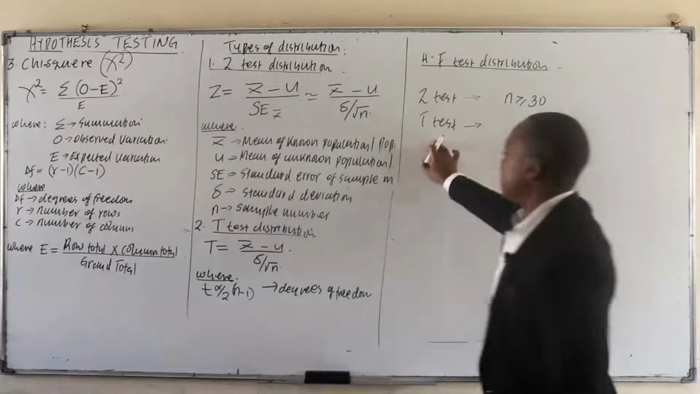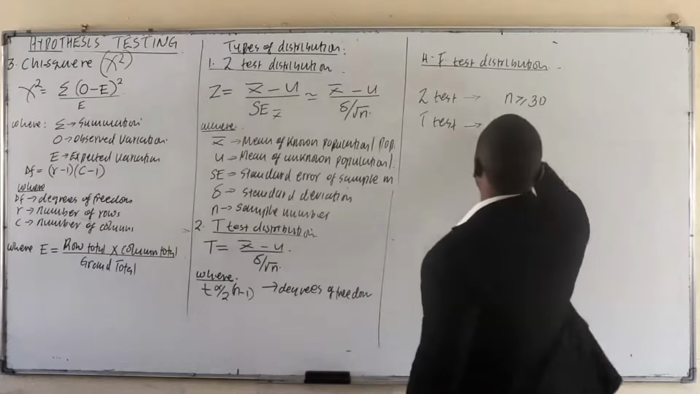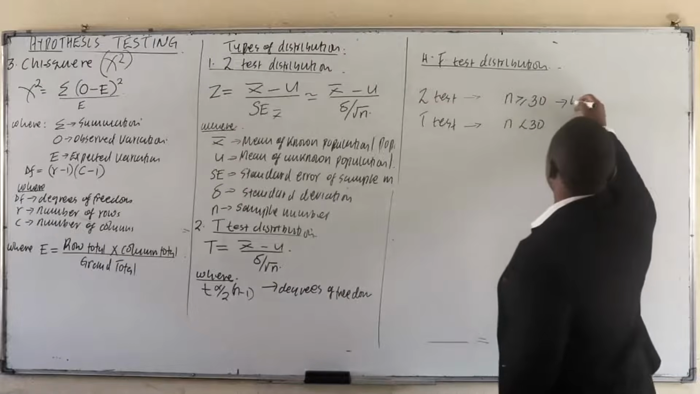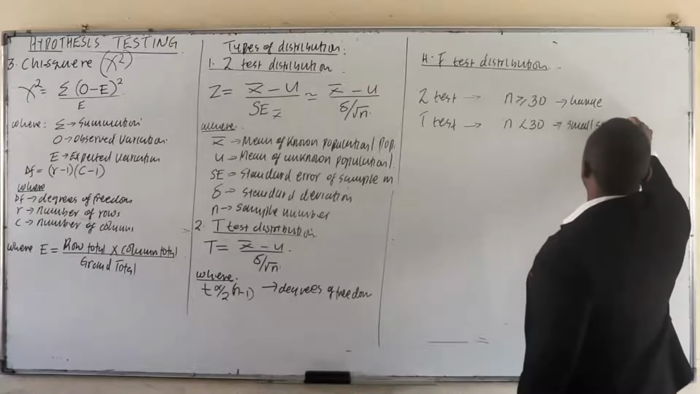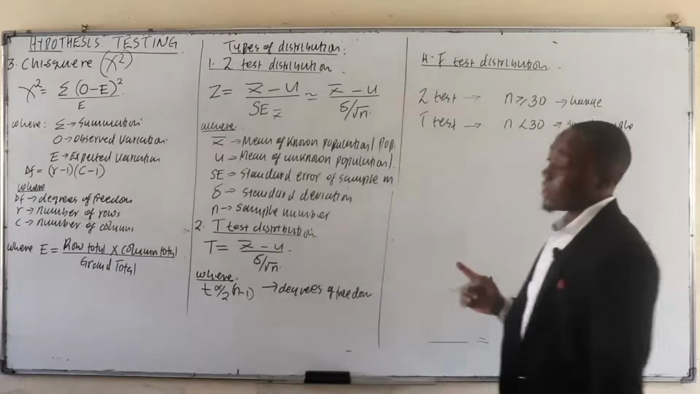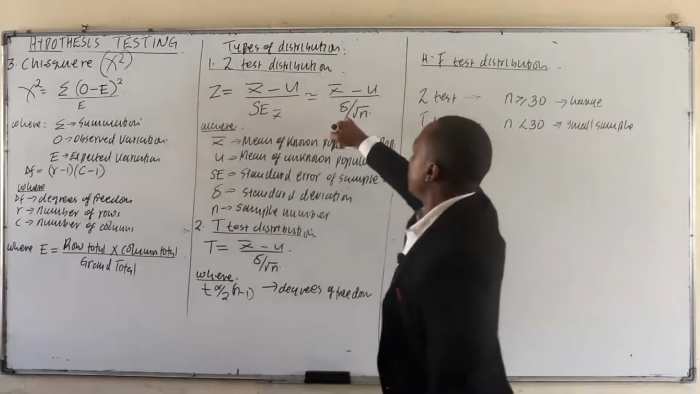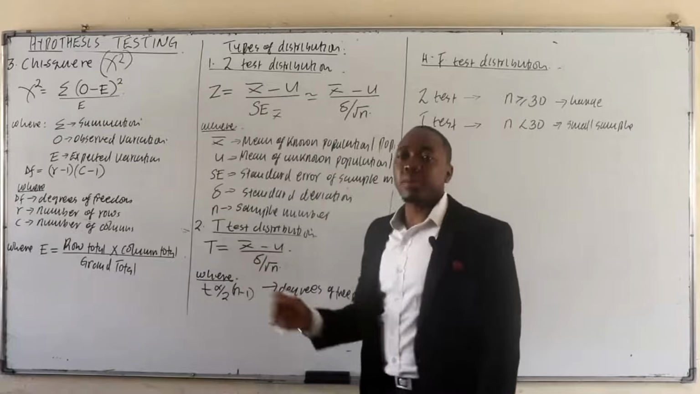For T-test, it's applicable for small samples. Small samples, that means where n is less than 30. This is for large sample, and this one is for small samples. But what you can observe is that the formula are the same. Z is x bar minus mu over standard deviation over square root of n. Formula is the same. Now, what makes them to be different?